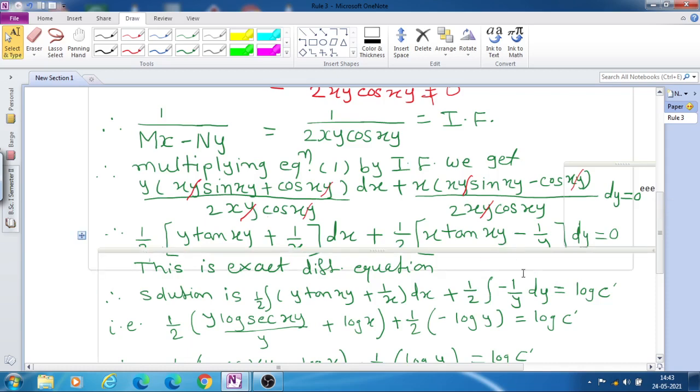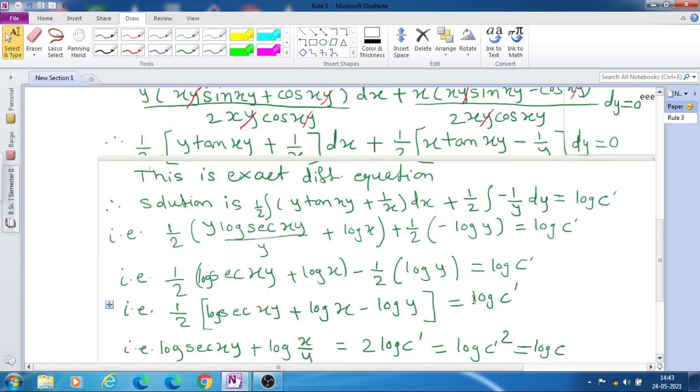Now multiplying by the integrating factor, that equation becomes an exact differential equation, and therefore the solution of an exact differential equation is nothing but integration of m dx.